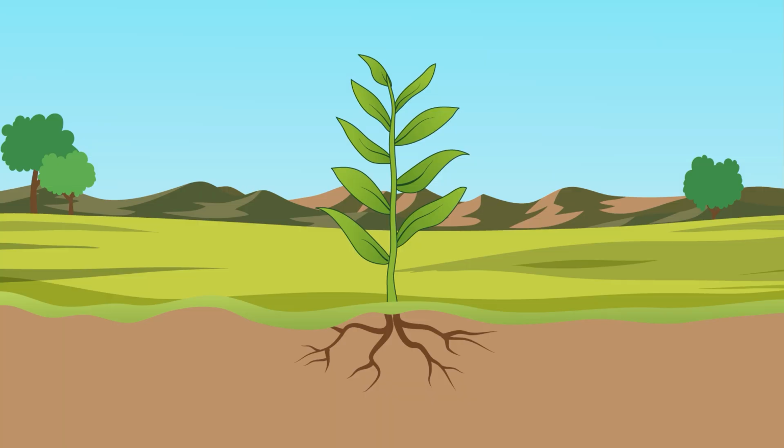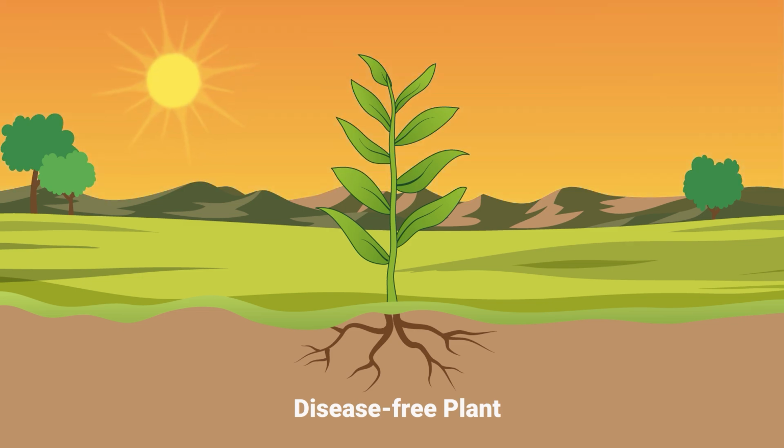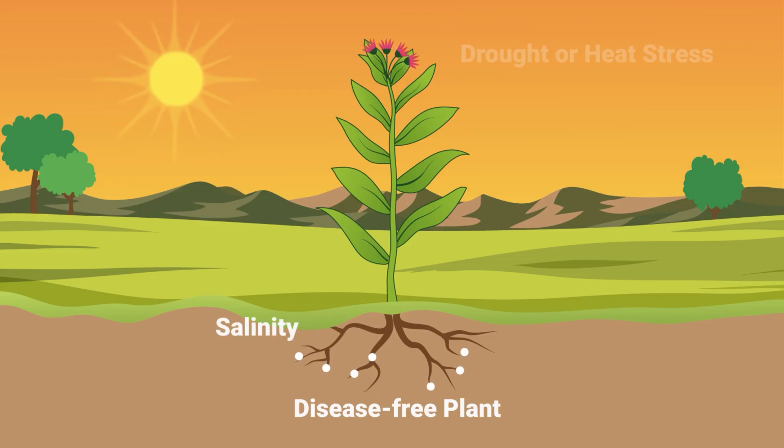In vitro cultures offer the advantage of producing planting material that is free from diseases. They enable the rapid multiplication and propagation of crop varieties. This technique is valuable for developing plants that are well adapted to challenging environmental conditions, such as drought, high salinity, or heat stress.